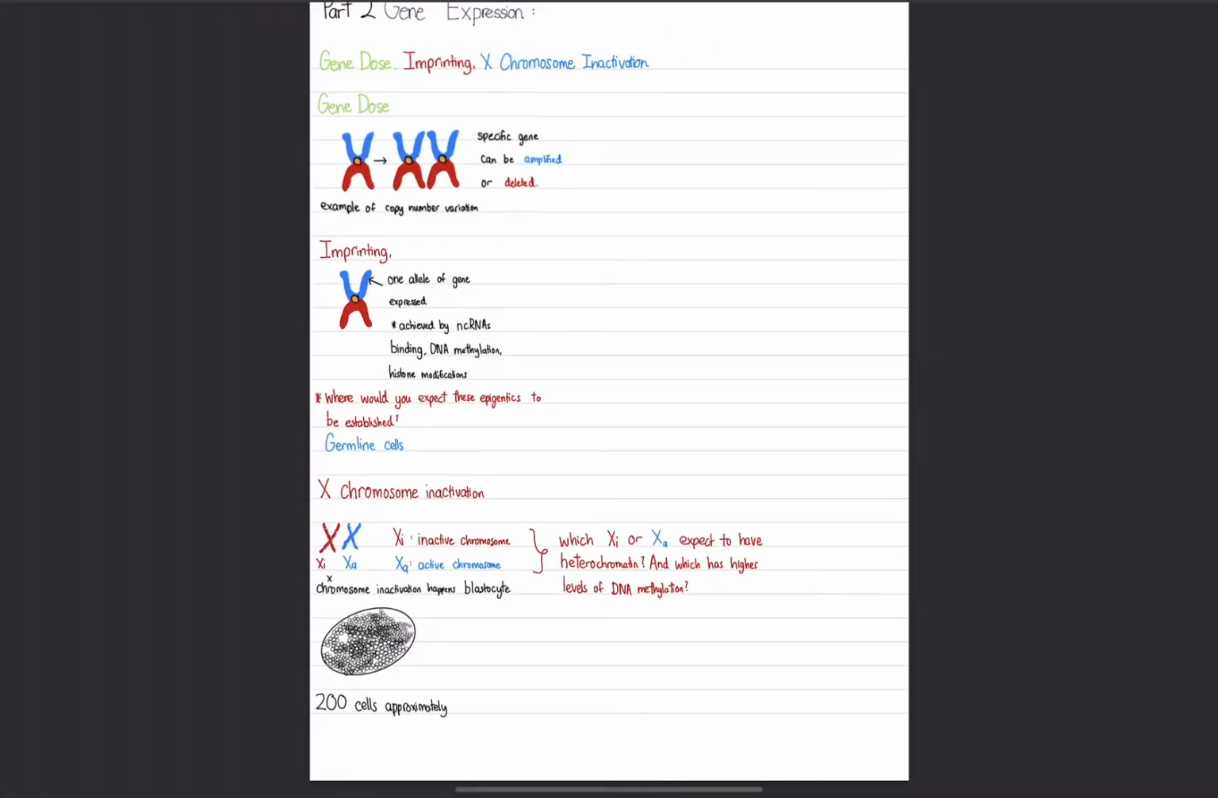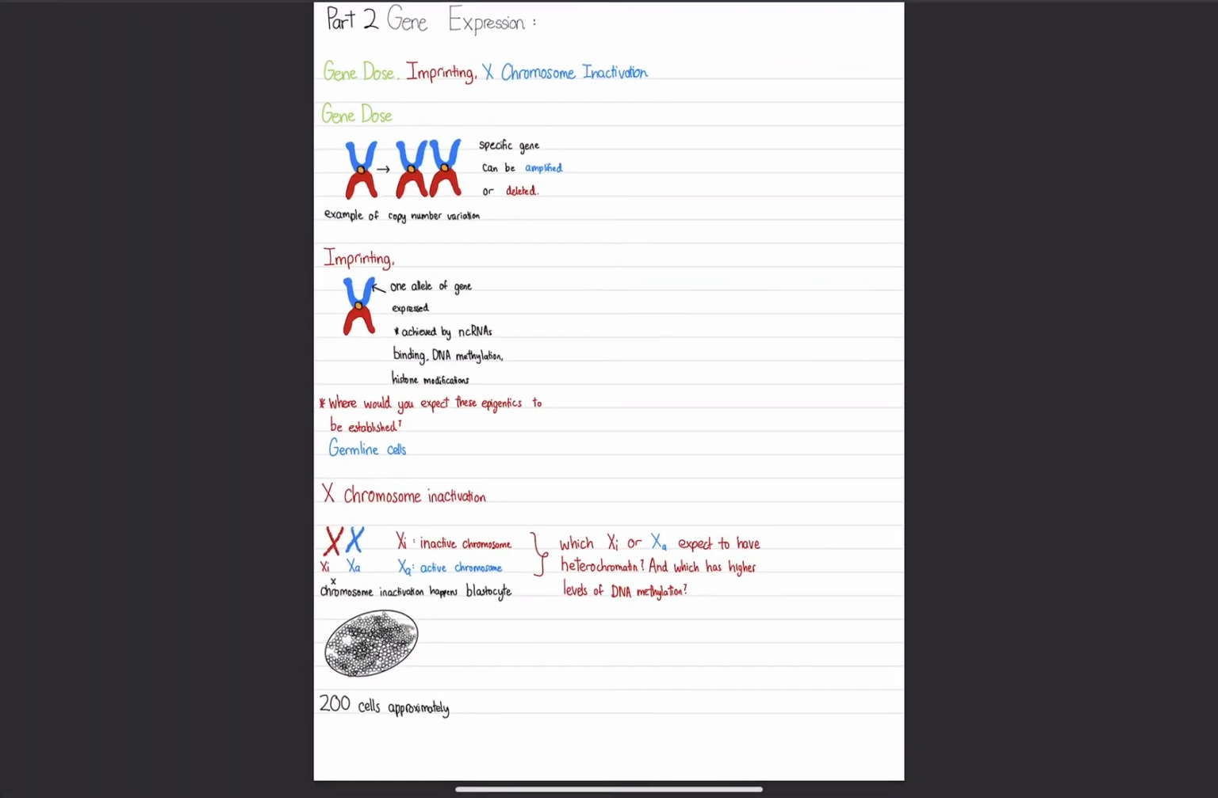So the takeaway from this video really should be that gene dose is the method of either copying the gene, making more copies of a gene, or deleting copies to control expression. Imprinting is when one allele of a gene is expressed, and this can change, applying only to that individual, as he or she has kids. This imprinting can change. Therefore, it's epigenetic. It's just modifying the DNA.